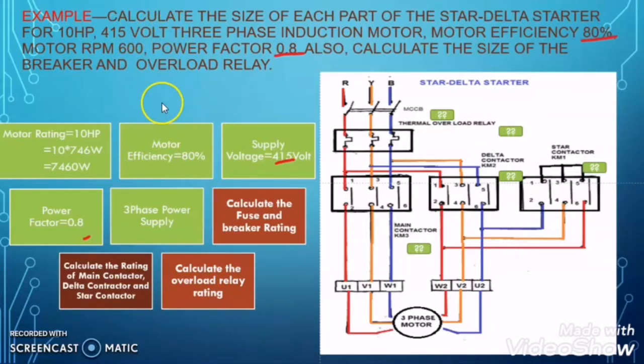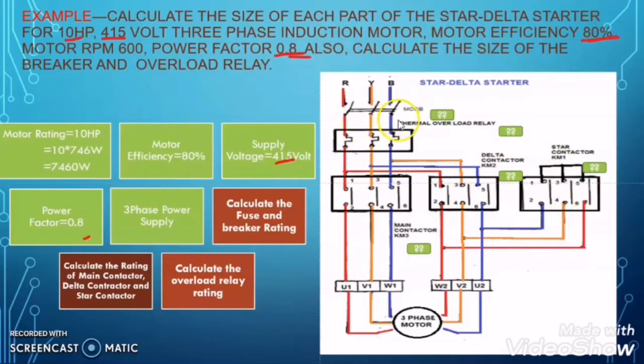The information for the motor which is given in our example is easily available on every motor nameplate. Every motor nameplate will have its rating. Here in our case it's 10 HP. The operating voltage in our case is 415. The efficiency of the motor in our case is 80%. The power factor is 0.8. So you can collect this information from the motor nameplate, and after collecting it you can design the MCCB, overload relay, delta contactor, main contactor, and star contactor.